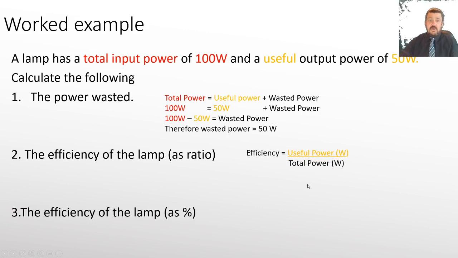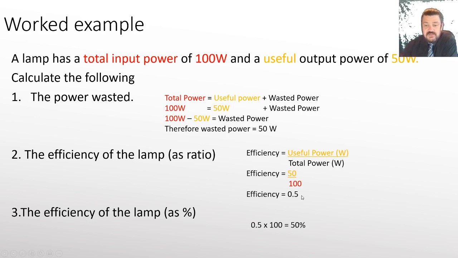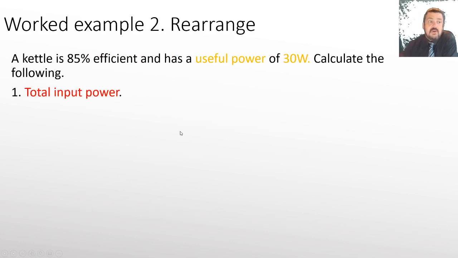The next part is we're going to work out the ratio as a decimal, and we're going to use the equation that we looked at on the last slide in terms of power. Efficiency is equal to useful power in watts divided by total power in watts. Notice how we're writing the unit in our equation just to help us pick out the right information. Now we plug our numbers in: 50 divided by 100 gives us an efficiency of 0.5. This is the decimal ratio version. Sometimes we need to convert it into percentage. We simply take our decimal efficiency and times it by 100 to give us 50%.